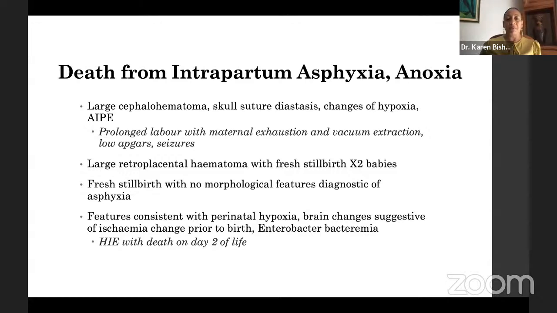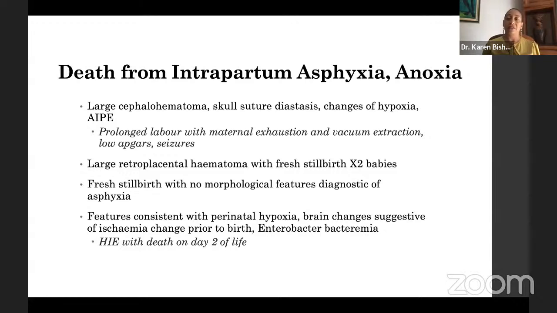There was 1 baby where mom had prolonged labor with maternal exhaustion and required vacuum extraction. And then on the nursery, the baby had low APGARs and had features of hypoxic ischemic encephalopathy and died within 48 hours of life. At autopsy, we found a very large cephalohematoma and skull suture diastasis involving the sagittal and coronal sutures.